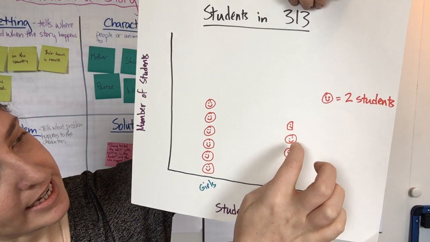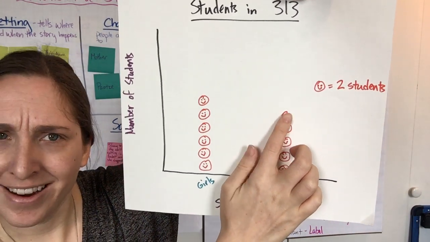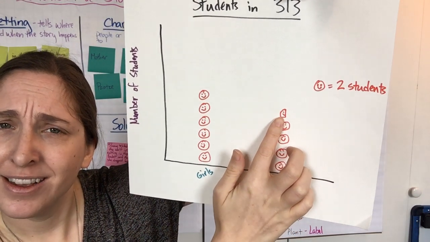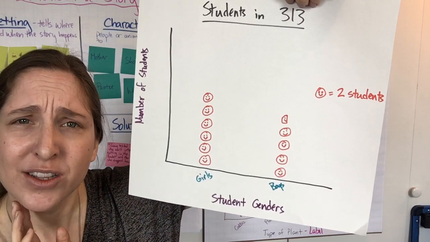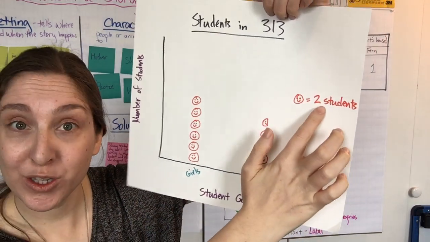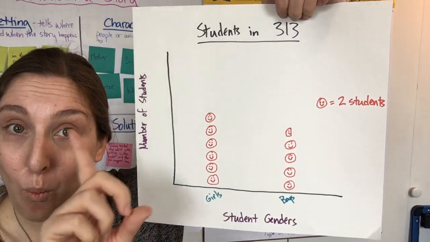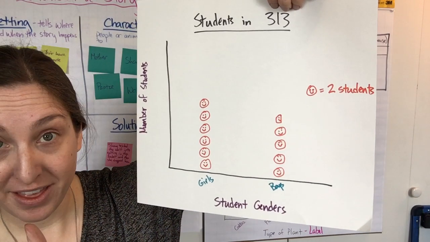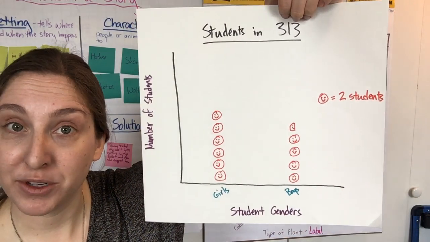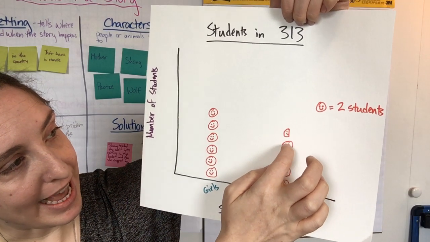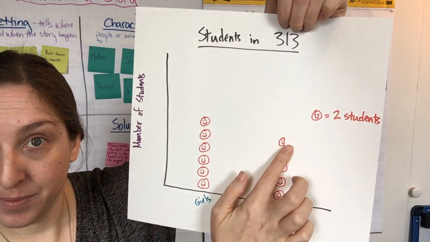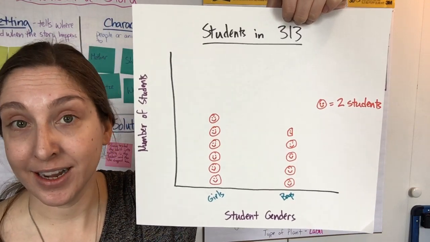2, 4, 6, 8. Wait, hang on. This circle looks funny. This isn't a whole circle, it's actually half of a circle. So instead of representing 2 students, it only represents 1 student. Let me try that again using this circle to represent 1 boy. 2, 4, 6, 8, 9. So there are 9 boys in our class.